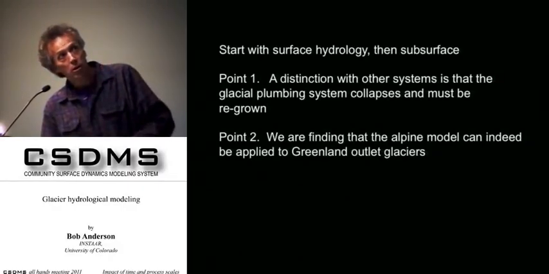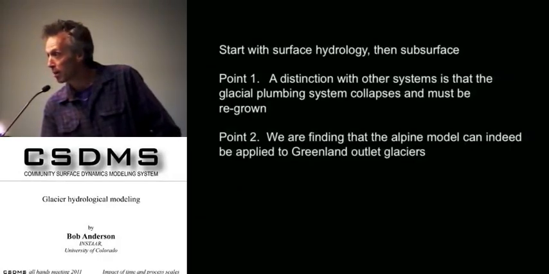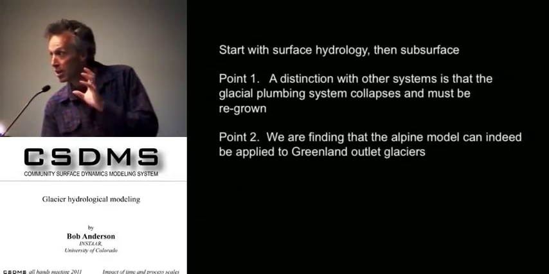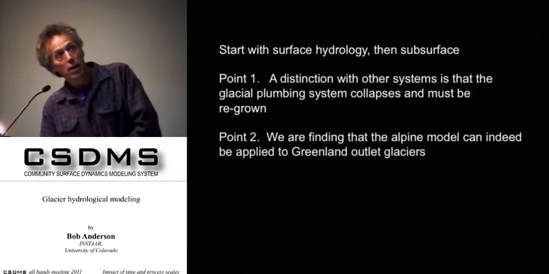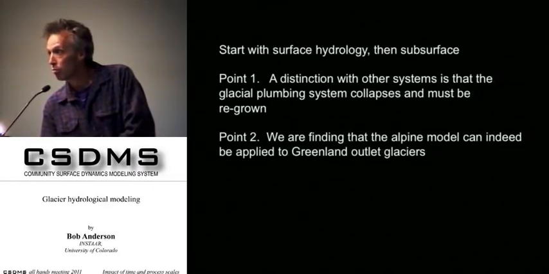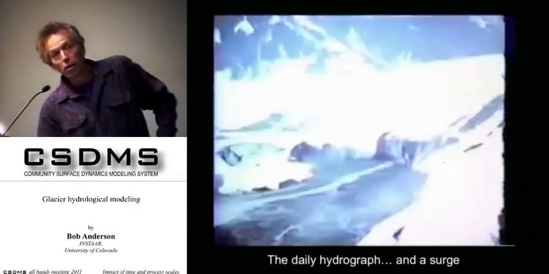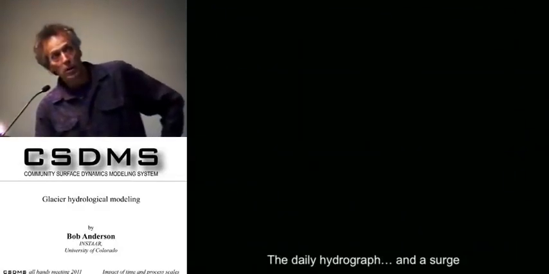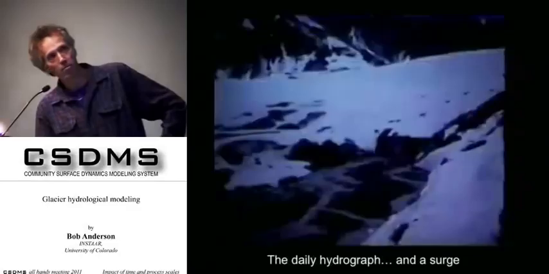So one of my points is going to be that these systems are distinct from many others in that the plumbing system collapses on an annual basis, maybe even, in fact, it has much shorter time scales when the ice is indeed quite thick. And as I said before, we're finding that there are analogs between what we're finding on alpine glacial systems and Greenland.